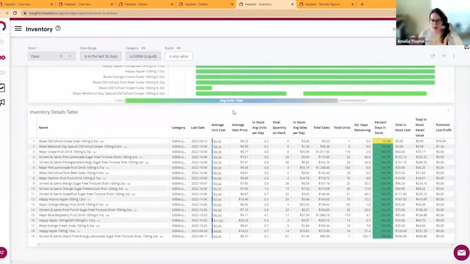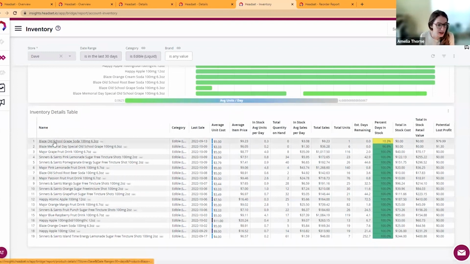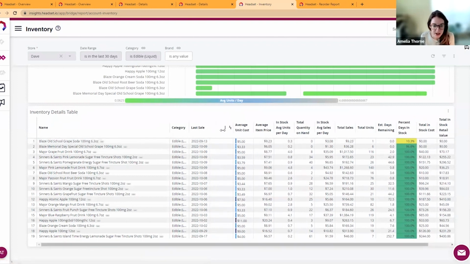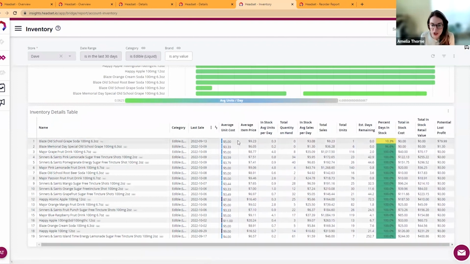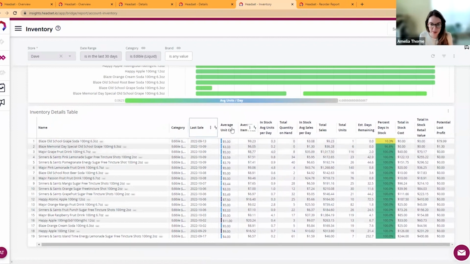So once this loads, it's going to be a little bit easier to see. In my inventory details table, we can recognize that the first product that shows up here is Blaze Old School Grape Soda. The last sale was on 9/13. Average unit cost is $5. Average item price is $9.23.